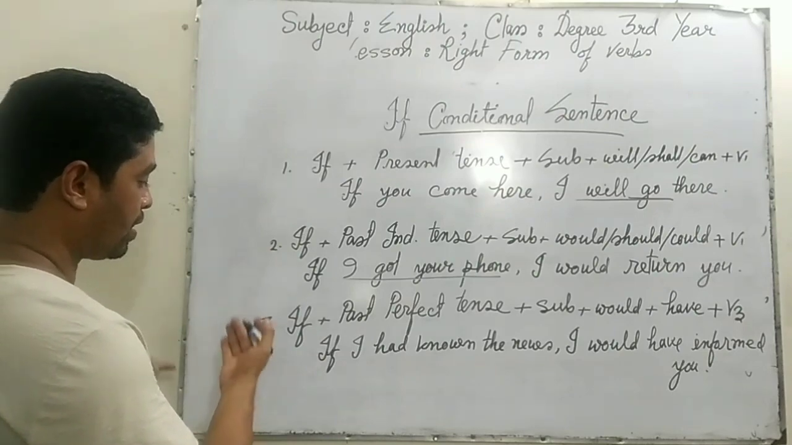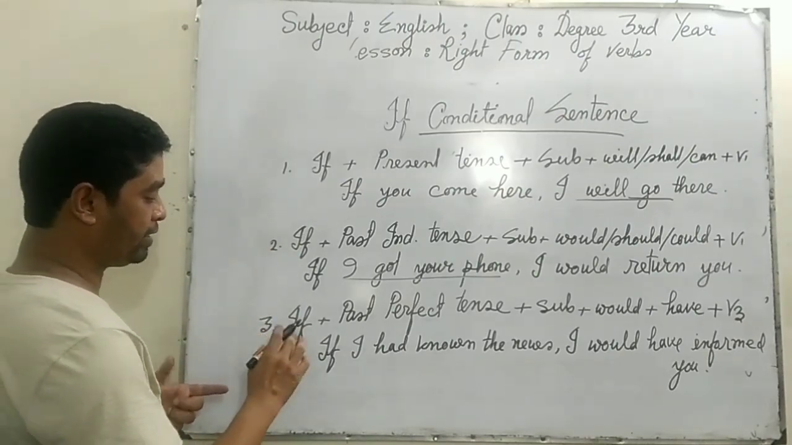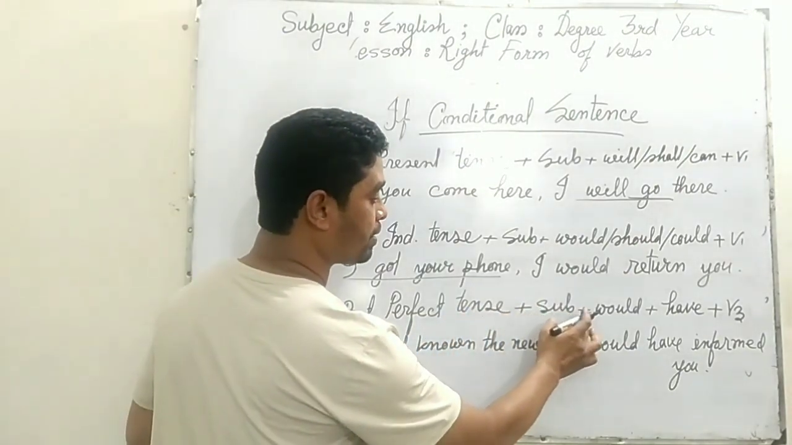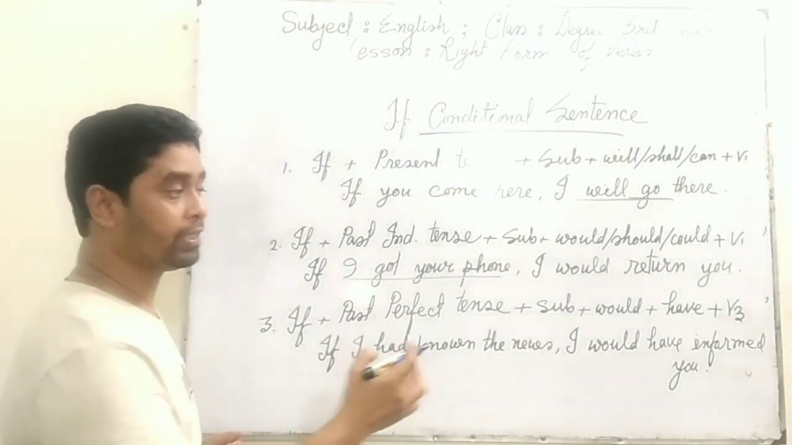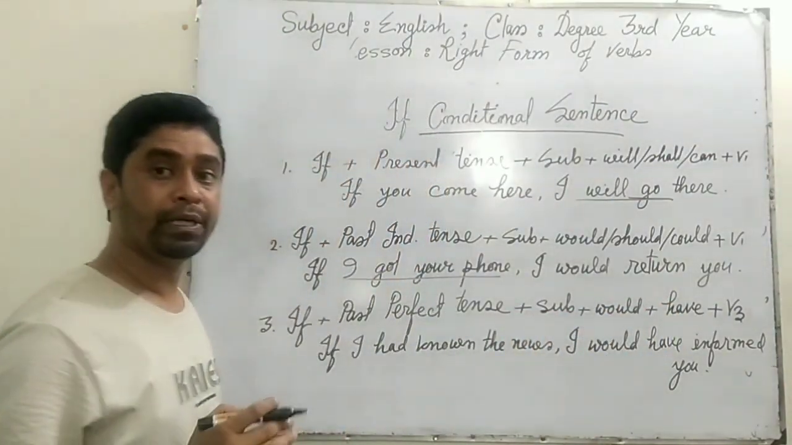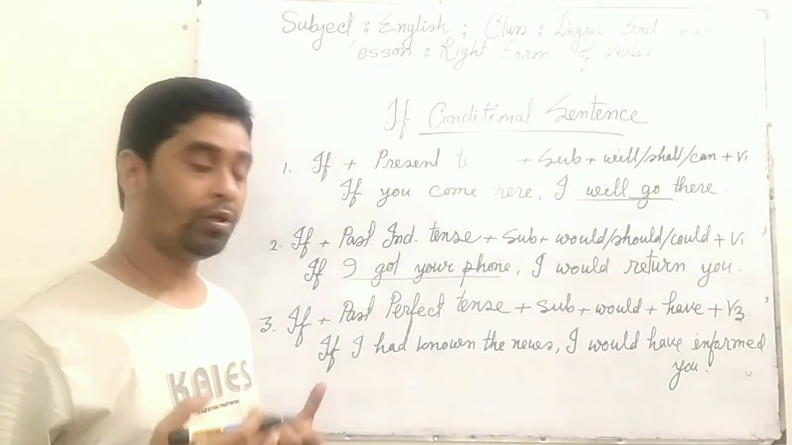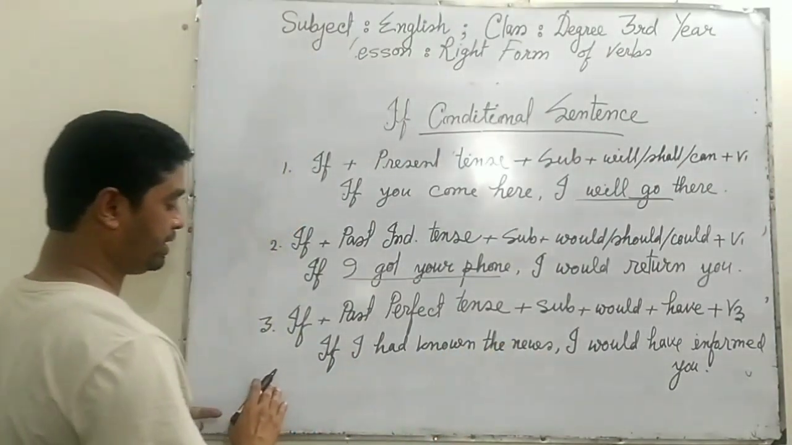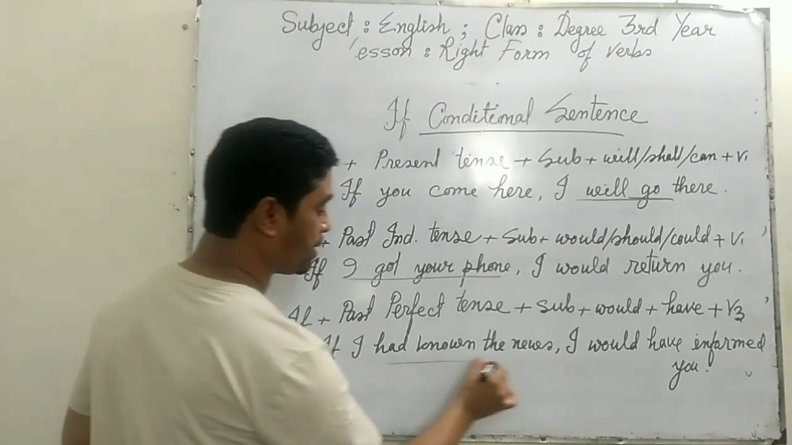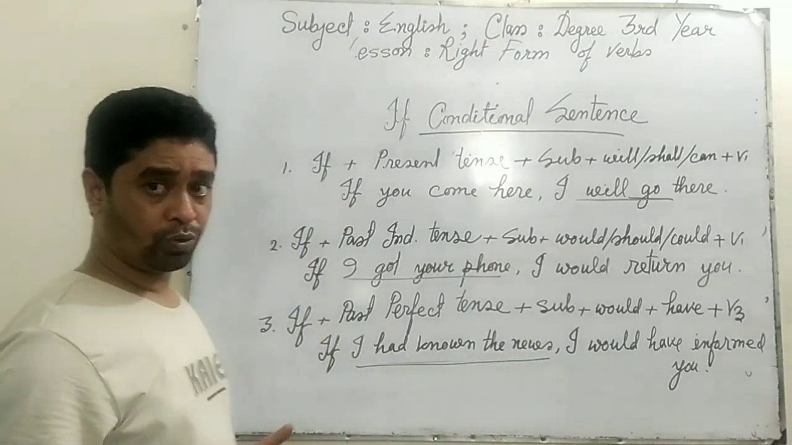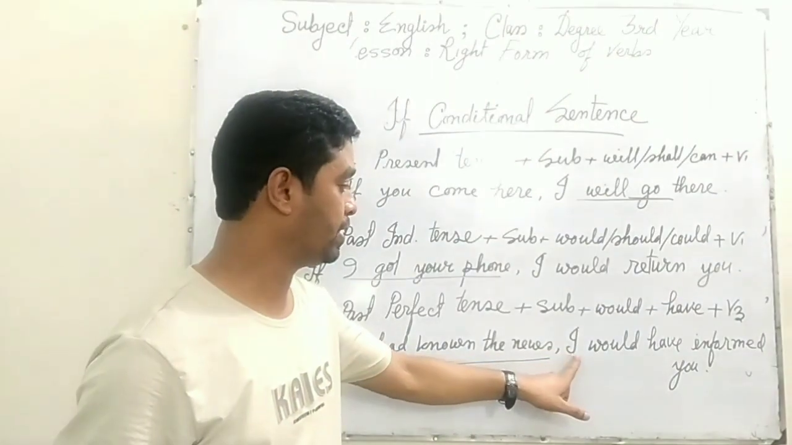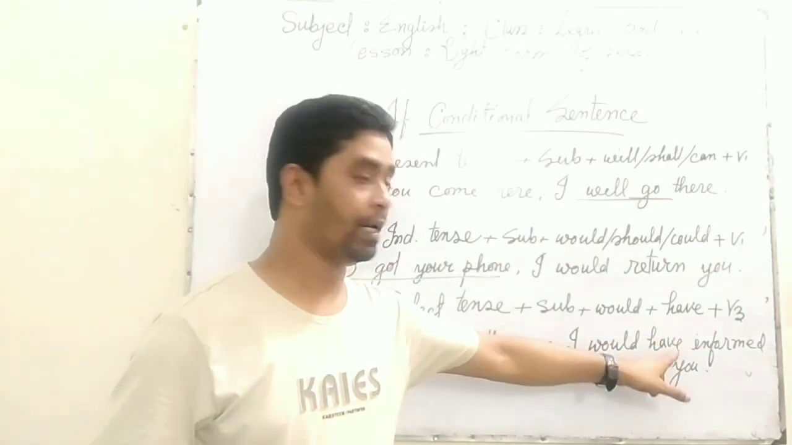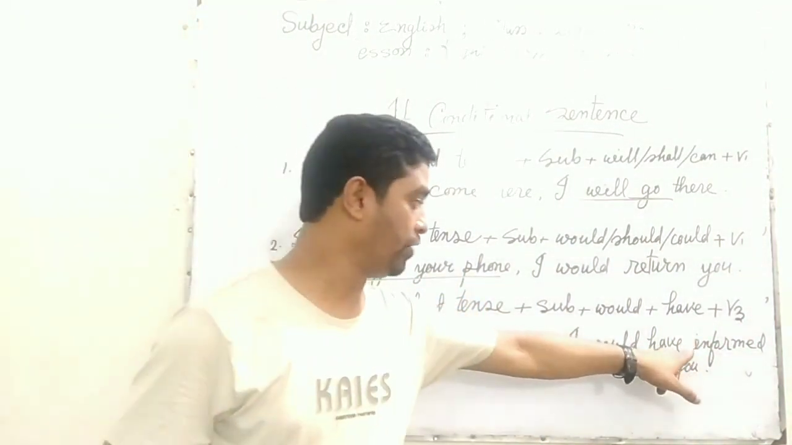In the third condition, if we find if plus past perfect tense, then we have to use subject plus would, should, could, might plus have plus V3. That means past participle of the verb. For example, if I had known the news. In this sentence we find if plus past perfect tense. So we have to use subject plus would, should, could, might plus have plus past participle of the verb.